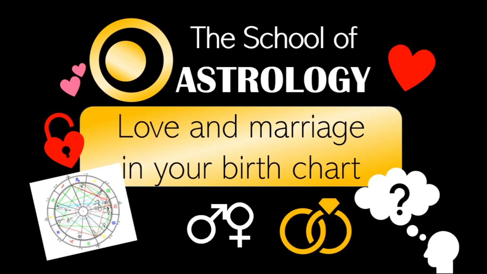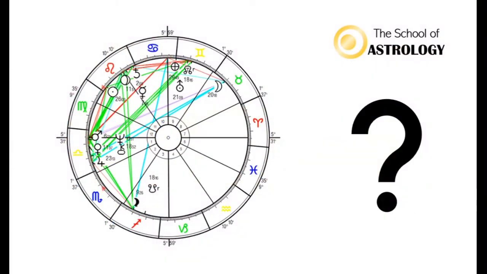This is the School of Astrology on love and marriage in your birth chart. So how are you going to work this? The chart looks very confusing, isn't it?